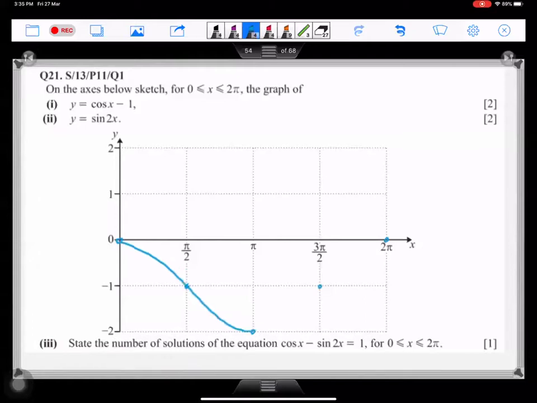Something like this. So it's always advisable that you draw a rough sketch on the side. And if you think you can handle it in one step, then go ahead and handle it.